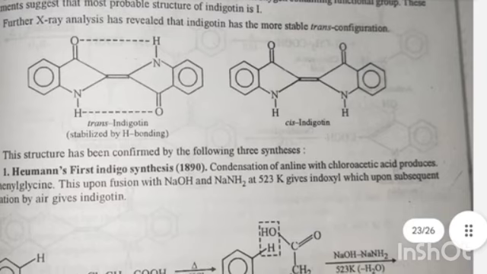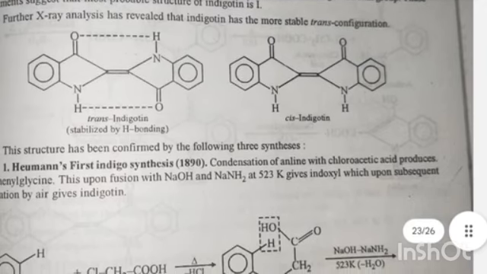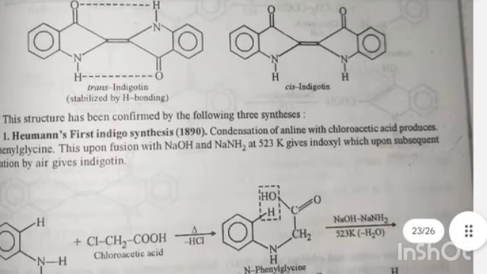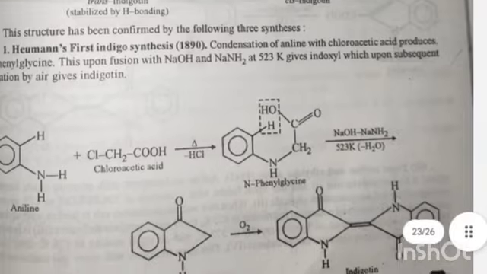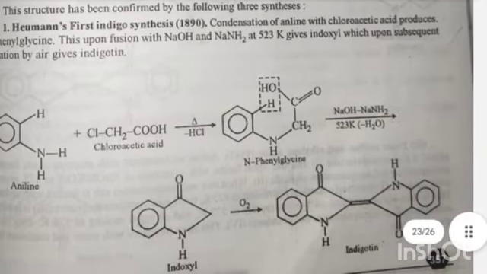Further X-ray analysis has revealed that indigotin has the more stable trans configuration. Its structure has been confirmed by the following three syntheses.